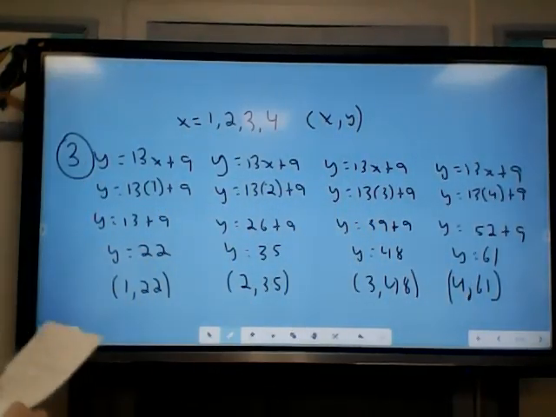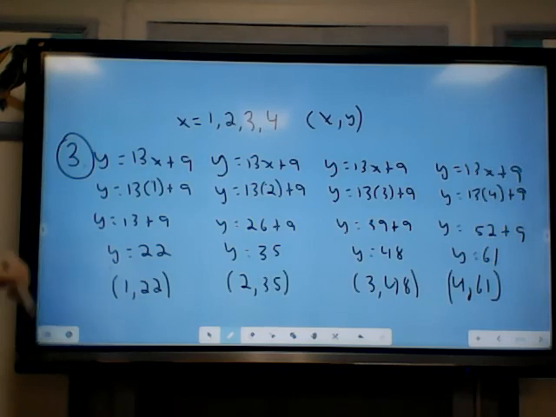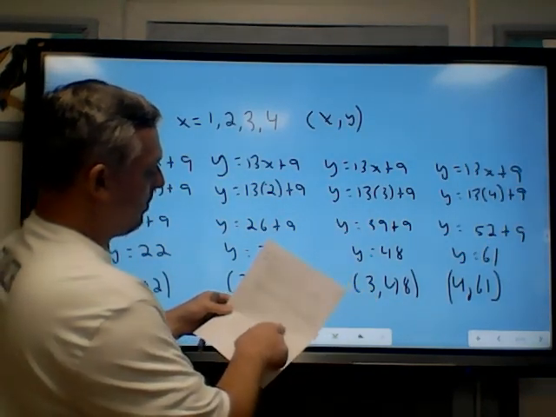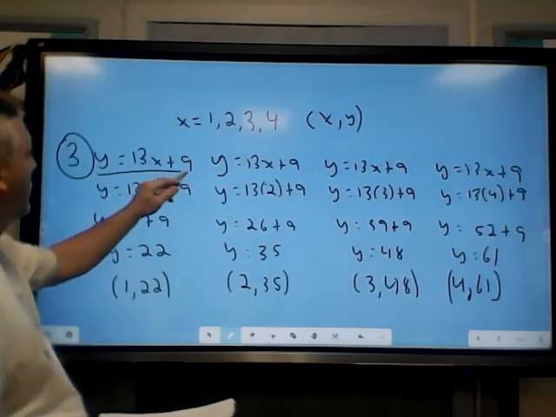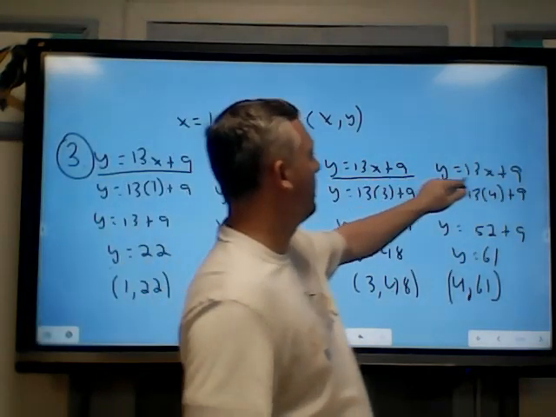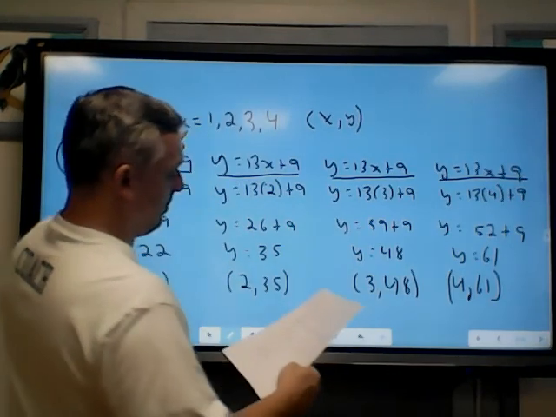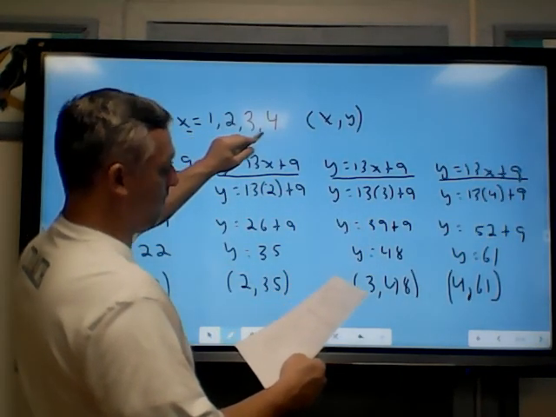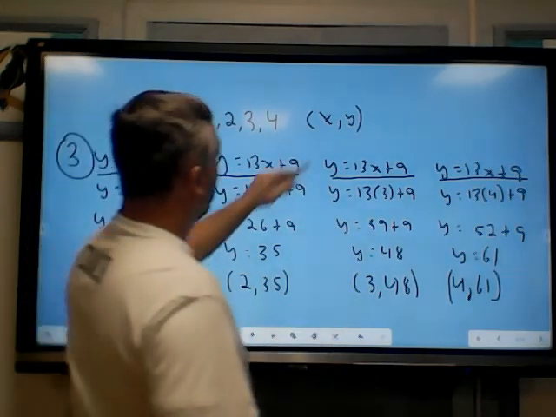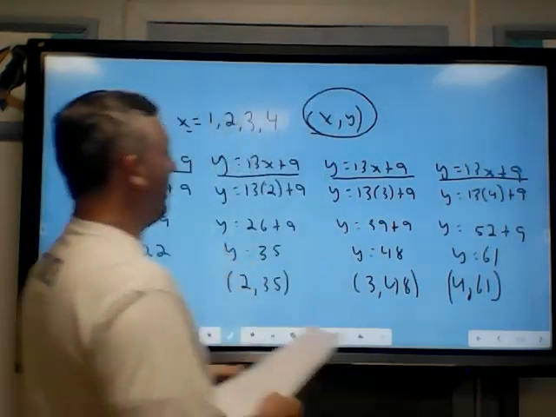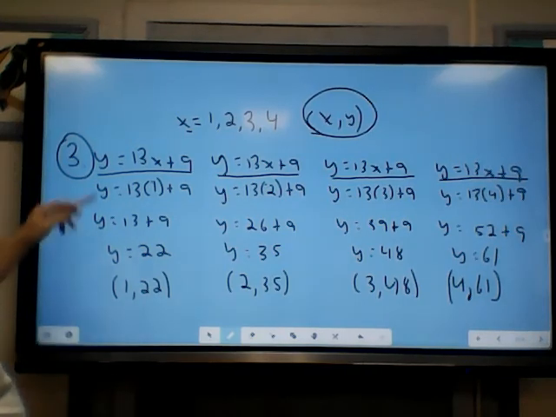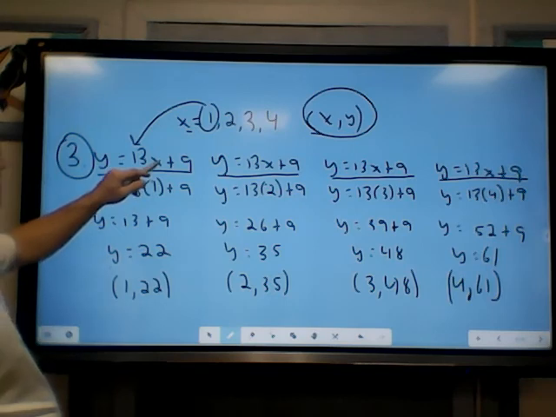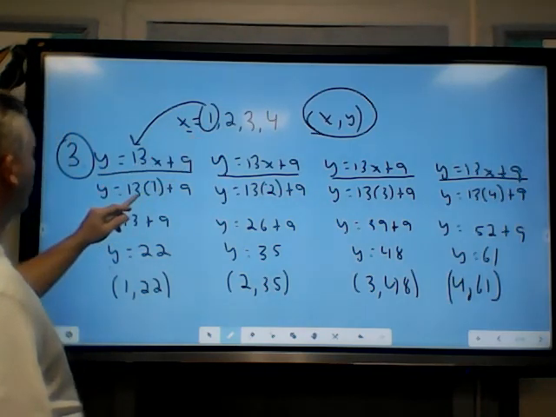Now, number 3 is on the test. And I already worked number 3 out because it took a while and I was trying to save time on the video. I give you this equation, y equals 13x plus 9. So there's 13x plus 9. I wrote it 4 times. Why did I write it 4 times? Because they told you to use the x values 1, 2, 3, and 4 to write solutions. Ordered pairs are always x comma y. And so all you do is substitute in. So the first equation, I replaced the x with 1. So 13x, x is 1, so 13 times 1.